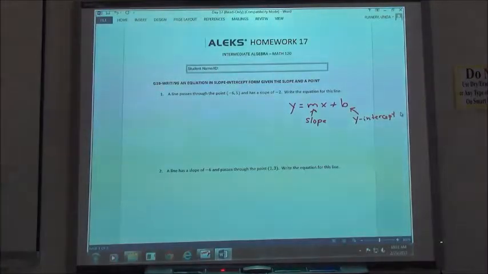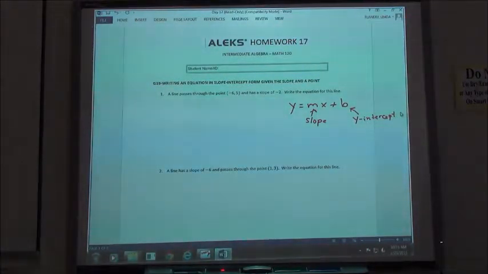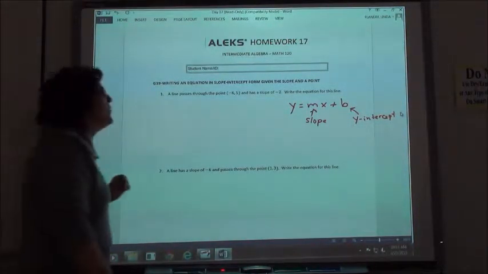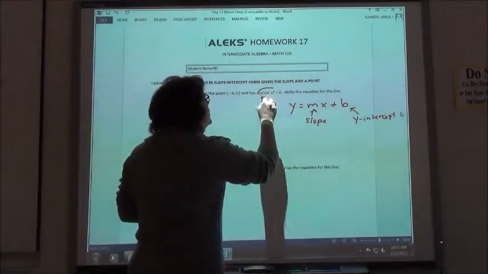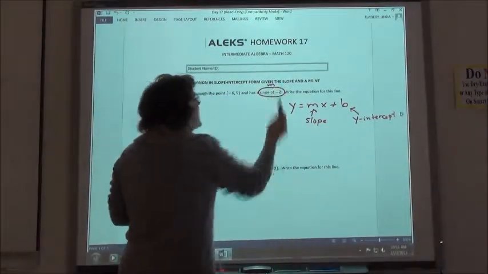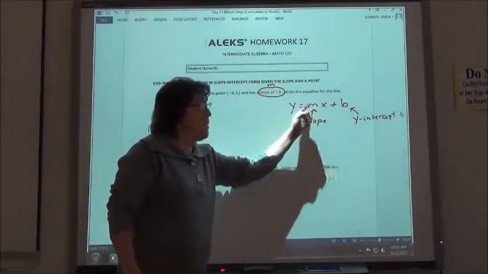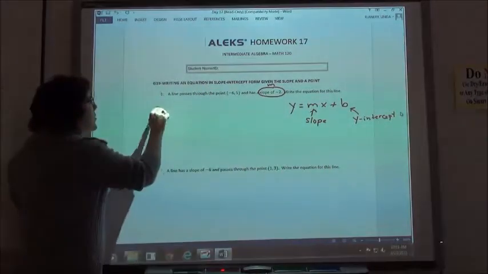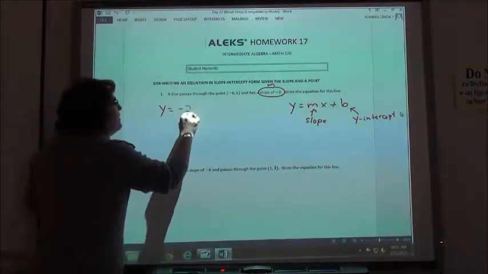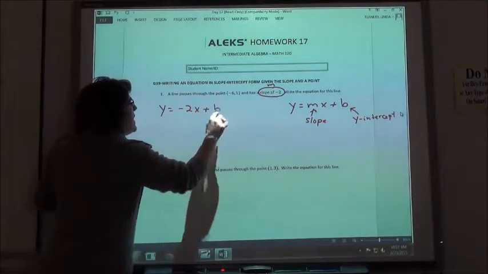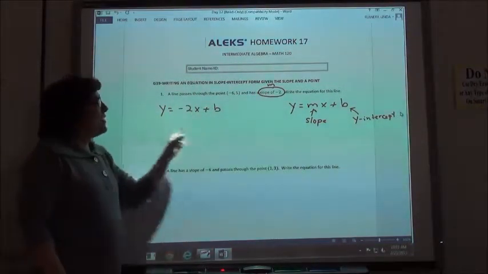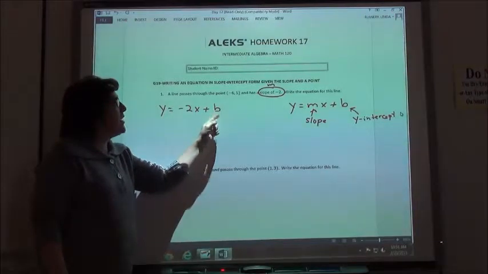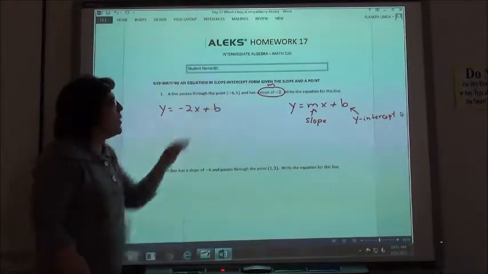It says a line passes through the point negative 6, 5 and has a slope of negative 2. Write the equation for this line. Well, since I know the slope is negative 2, I can put that in place of the m, which is right in front of the x on my equation. So I'm going to write y equals negative 2x plus b. In order to find the equation of my line, I need to find the y-intercept. I'm going to do that by using this given point.